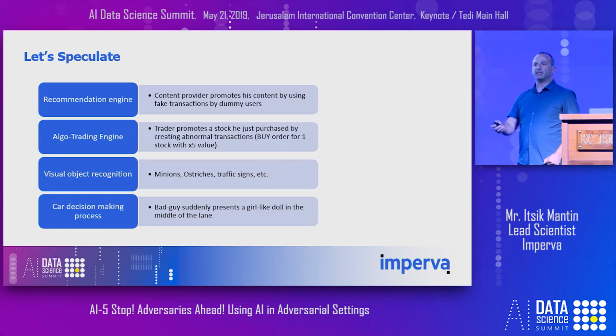If you have an AI that does algo trading, then a trader will want to promote a stock that you just purchased. You can do this by creating 2 or 3 abnormal transactions of just buying one stock with 5x value, which might be exactly something that the AI looks for in order to identify that the stock is going to go up. In the case of visual object recognition, we talked about that: the face detection software and minions and ostriches and all sorts of stuff.